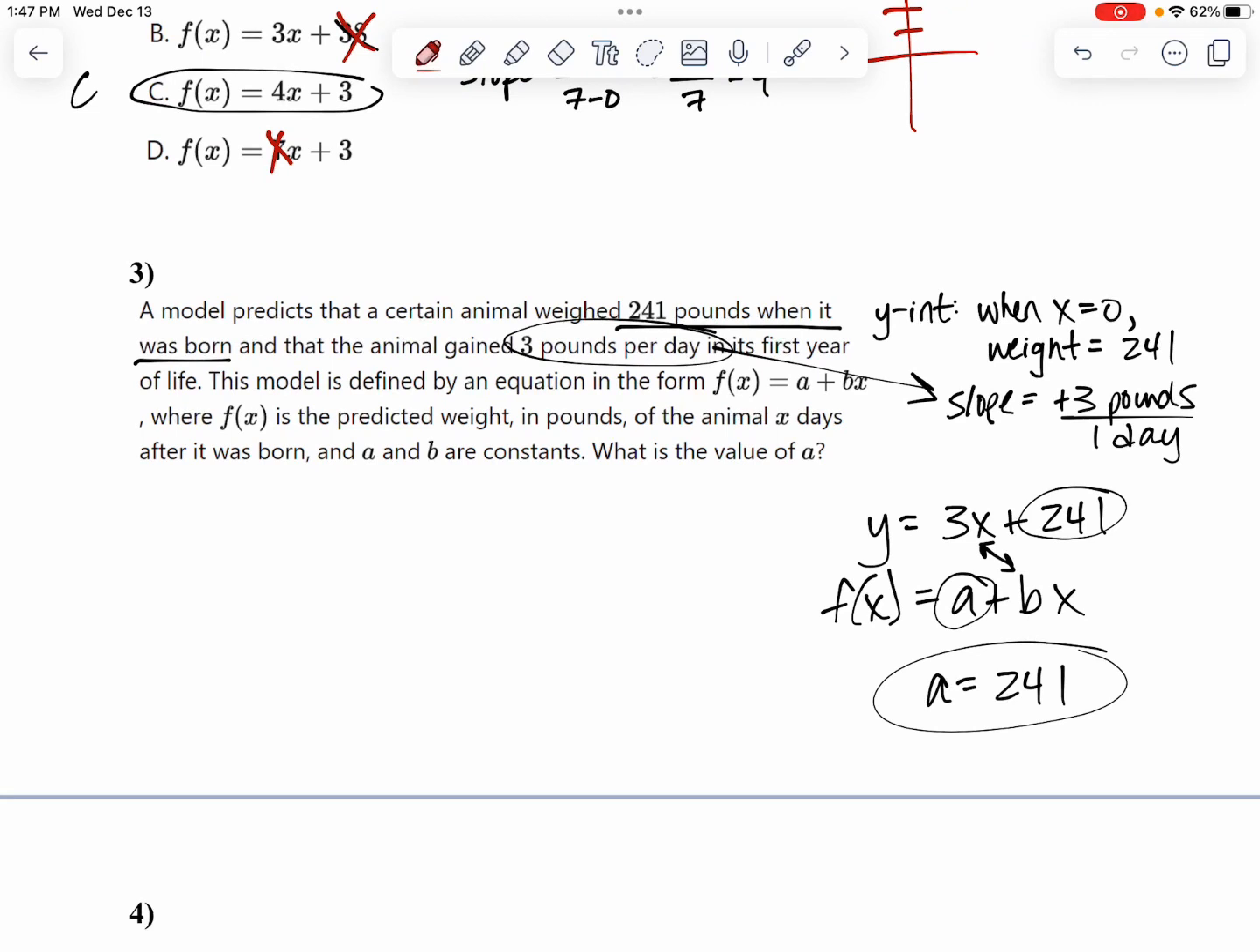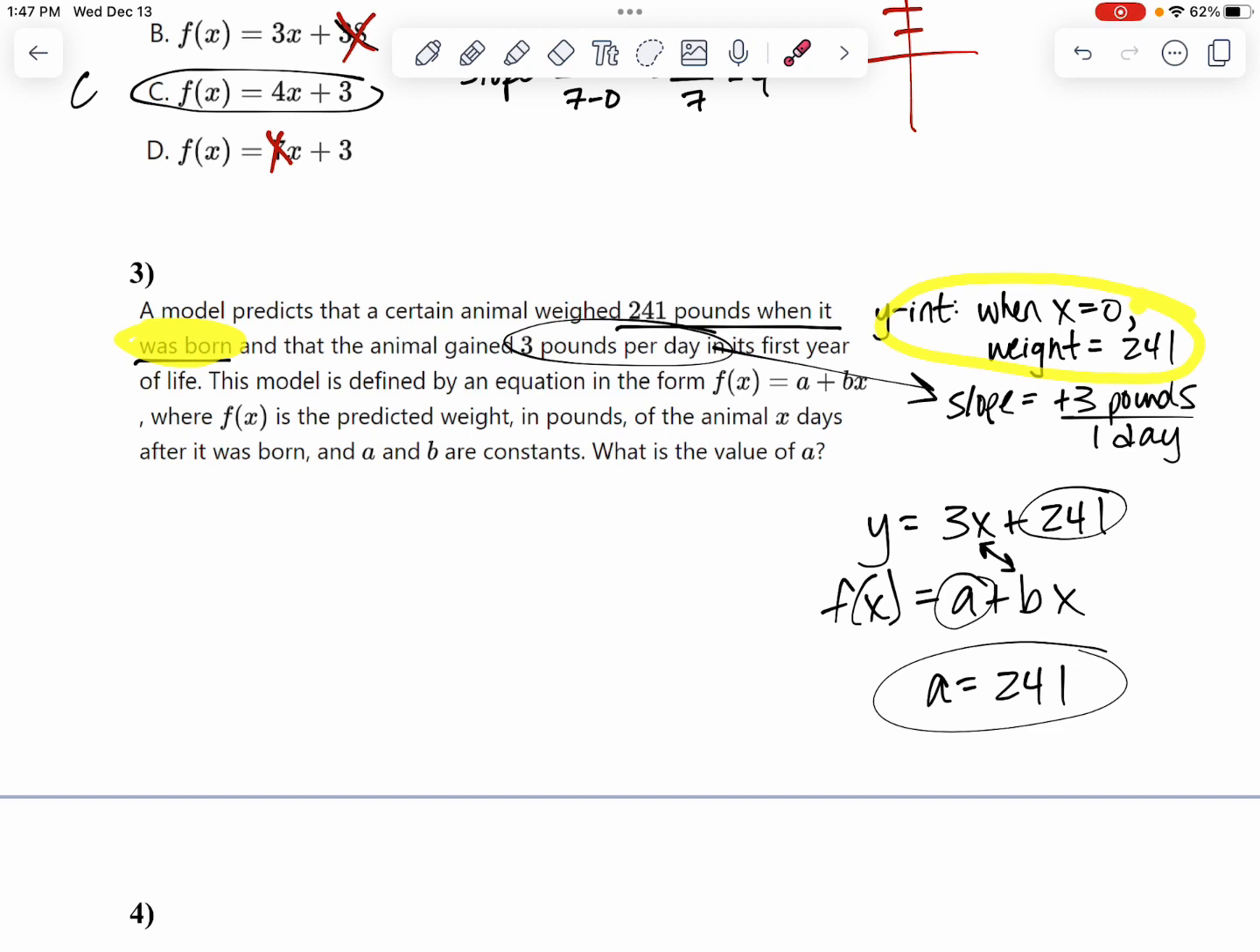Okay, number 3. This is an example where we don't have choices. We have to actually type in what our answer is. And so anyways, let's see, we've got a model that has a certain animal that weighs 241 pounds when it was born. Initial, starting, beginning, that's my y-intercept. When this thing was born, whatever animal, it weighed 241 pounds.